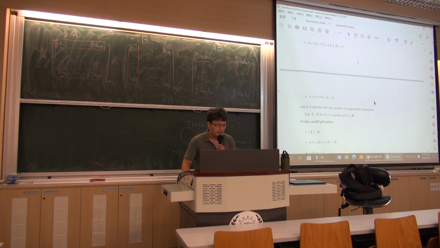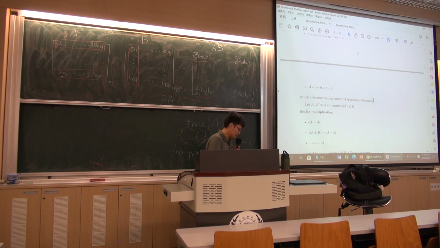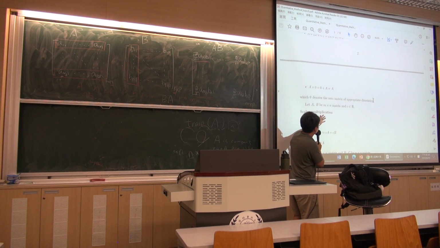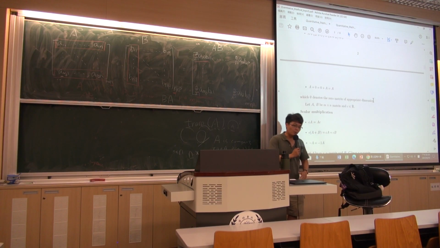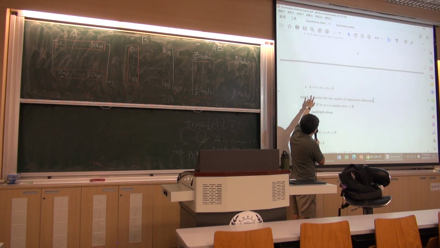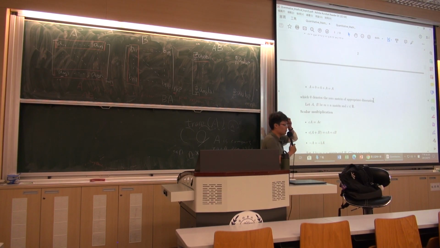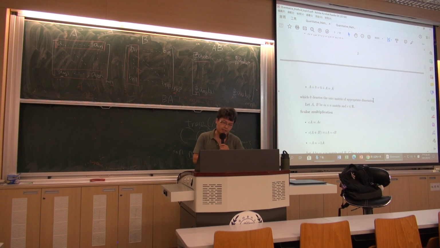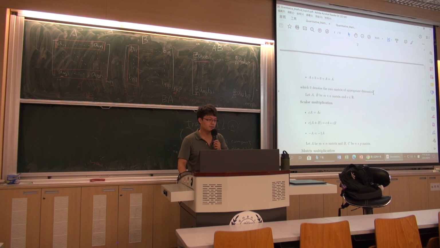And also we will have a special matrix which is called the zero matrix. In that matrix, all elements are 0. So in that case, no matter which matrix you add it to, you will get the original matrix. So that is the property for addition.